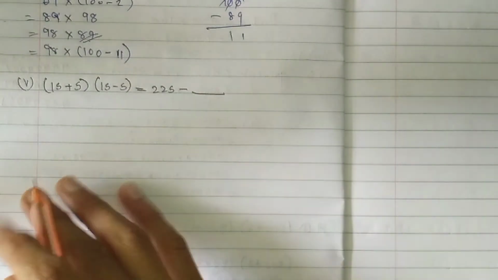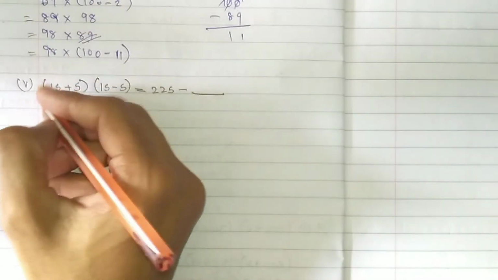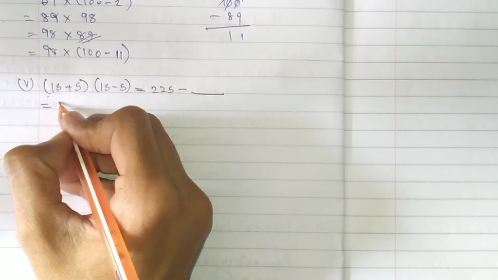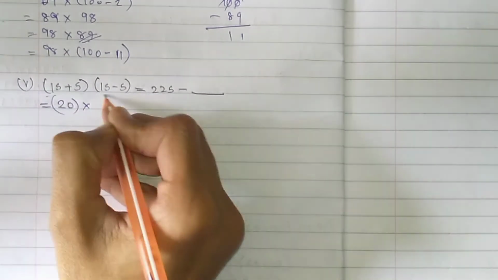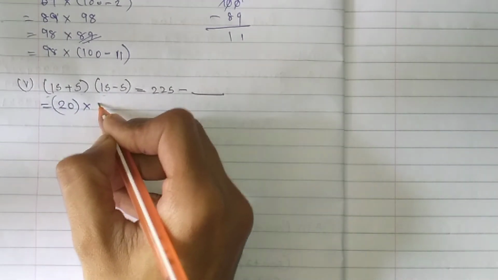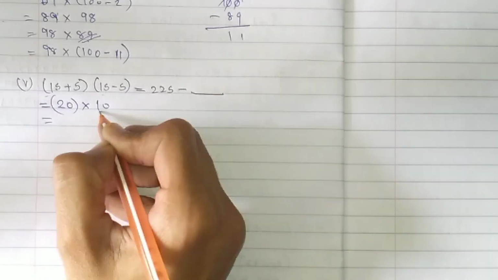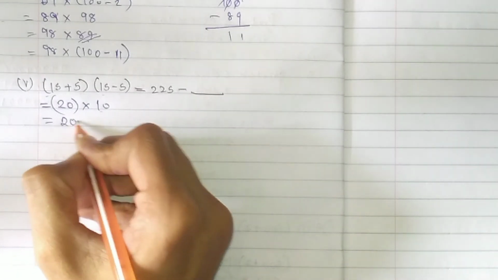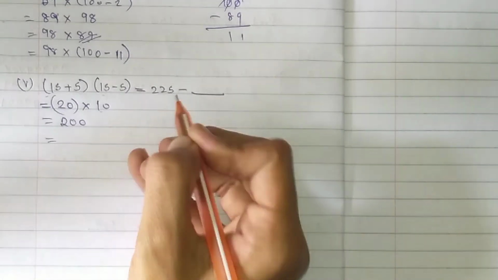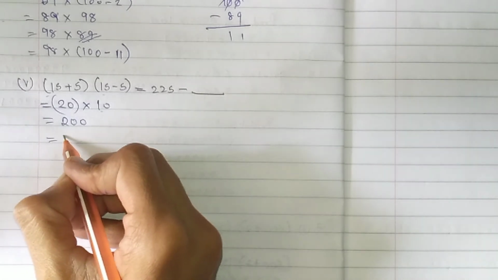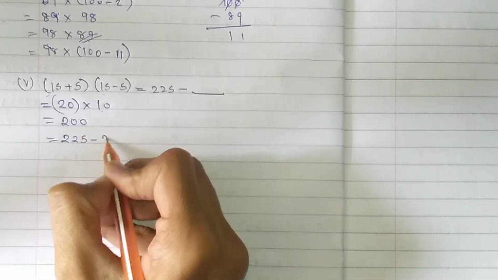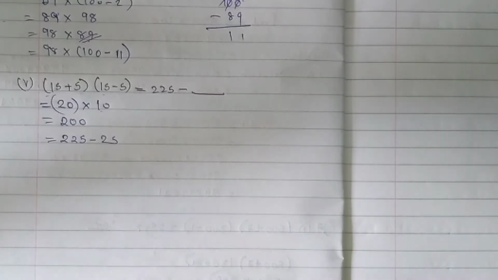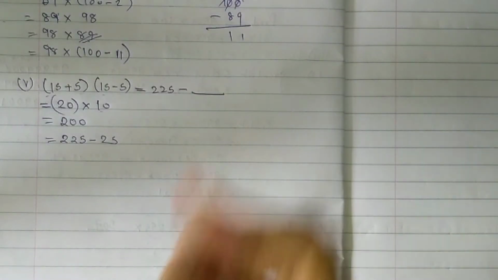Now here, 15 plus 5 is 20, and 15 minus 5 is 10. Multiply 20 by 10, which is 200. Now we'll split it: 225 minus 25, which is 200. Okay, so your answer is 20.